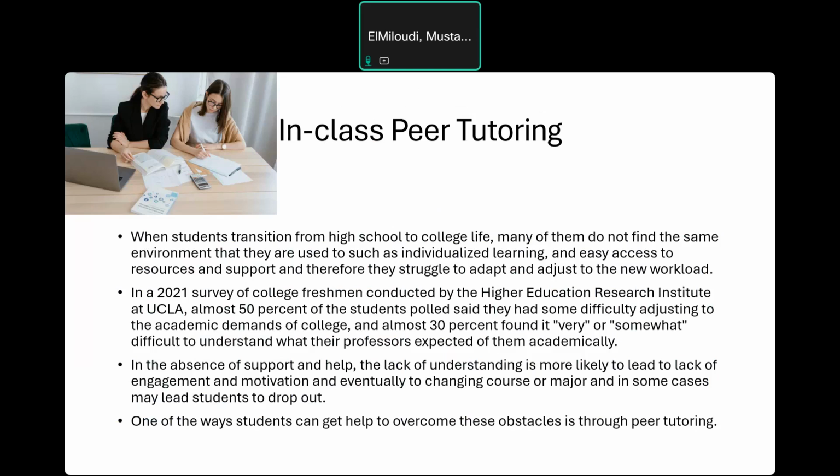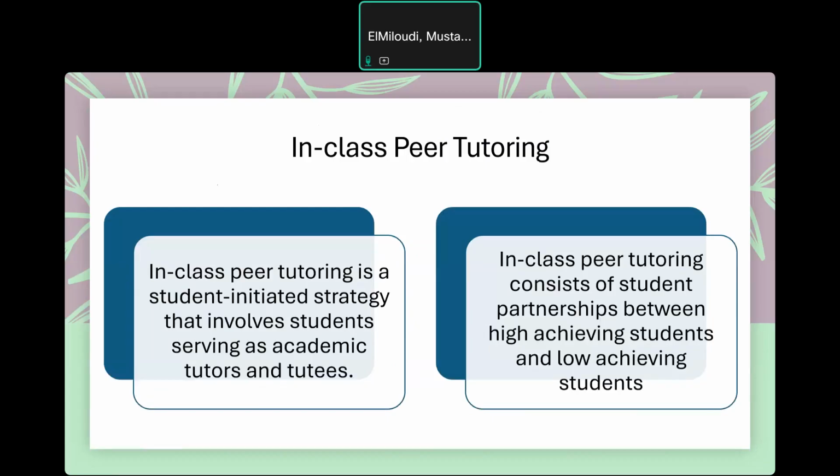So, what is the solution? What is the way out? One of the ways students can get help to overcome these obstacles is through peer tutoring. What is in-class peer tutoring? So it is a student-initiated strategy. It is a student-driven process that involves students helping each other as tutors, as academic tutors and tutees. It consists of a partnership between the high-achieving students, or you can call them experts, and low-achieving students, or novices.